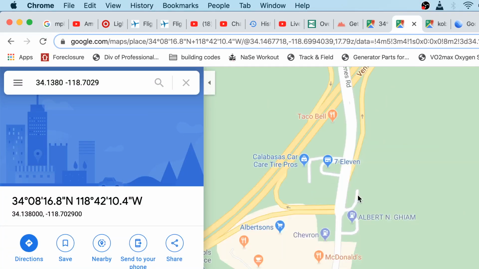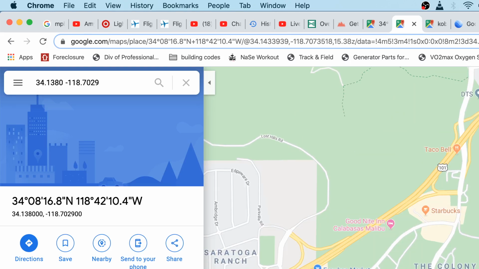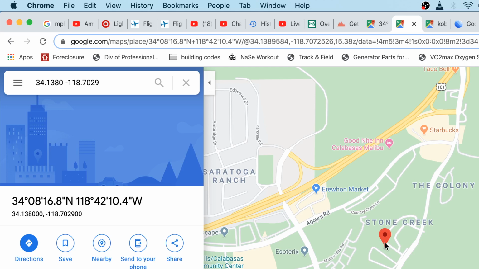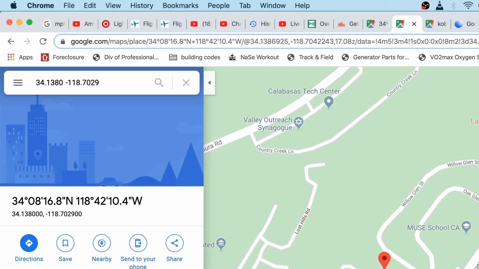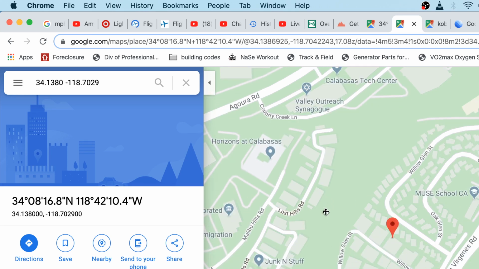zooming out, right here, which is this street here, which is Willow Glen Street. The other one, one of you guys gave me the data that the recorder is coming out of this home here, home right about there. And this is at 2,000 feet. Remember, the turn is this way. It's going to come across Horizons at Calabasas. There's the church here, so we got our witnesses.